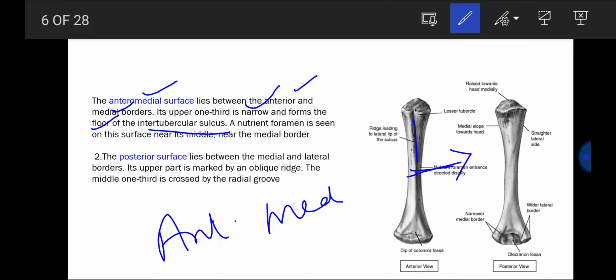Then we proceed to the posterior surface. The posterior surface lies between the medial and lateral borders. Its upper part is marked by an oblique ridge. The middle one third is crossed by the radial groove. So the radial groove is somewhere here.